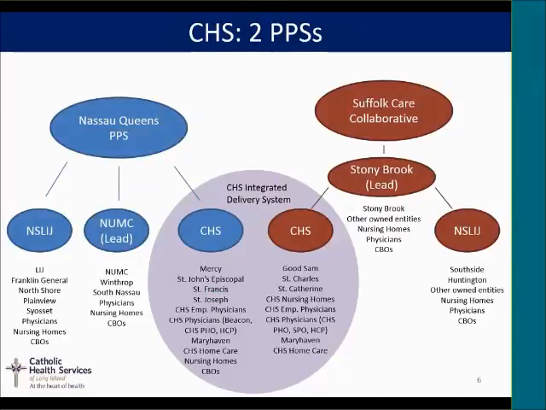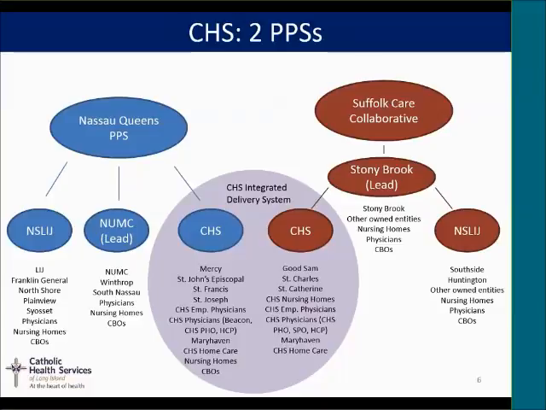And here's a slide on the structure of the PPSs that I mentioned. So on the left, you have the Nassau Queens PPS. North Shore LIJ, Nassau University Medical Center, and Catholic Health Services of Long Island all started out in Nassau County as their own PPS. We applied to be our own PPSs.